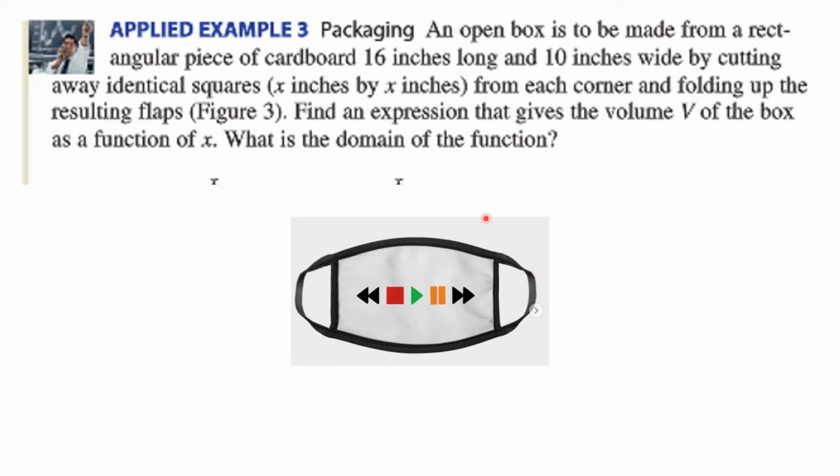You want to find the domain. You want to do two things. Find an expression that gives you the volume as a function of x and determine what is the domain. You know what to do. Let's see how you did.